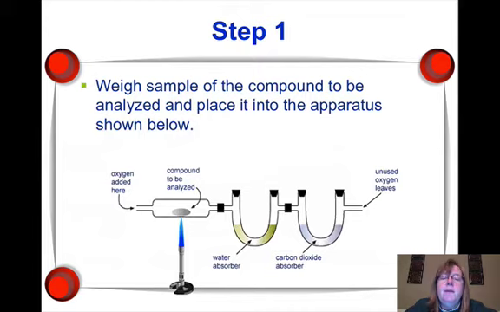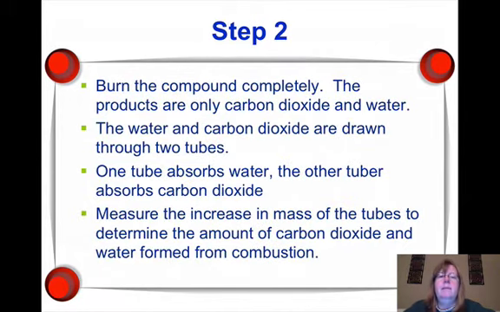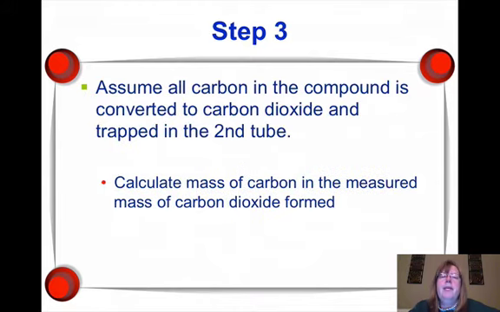If we know the mass of the U tube before the combustion analysis and then after, we'll know how much water was produced, and we can do the same thing to figure out the amount of carbon dioxide produced. Again, this has to be a complete combustion, and we just measure the increase in the mass of those tubes to figure out how much water and carbon dioxide were produced. All right, so we have to make a few assumptions.